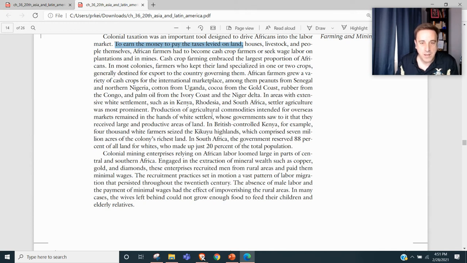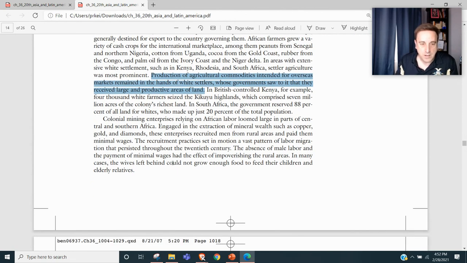One of the things that's going to end up happening as well is we have a whole series of different natural resources which are found: peanuts, cotton, cacao, palm oil, also things like rubber and gold and diamonds and so on and so forth. But one of the things that's very interesting about that is that in places where there's a lot of white settlers, the governments are going to make sure that those white settlers have the best farmland, which will obviously create a lot of different issues.